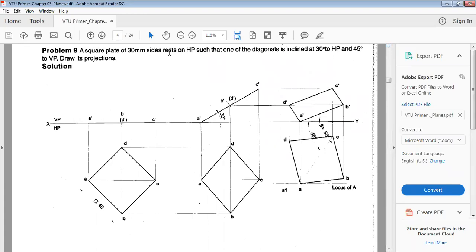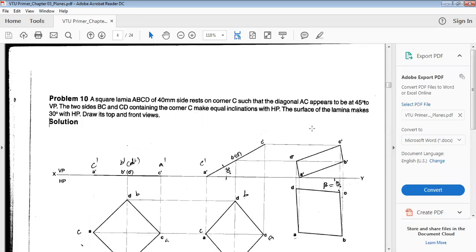A square plate of 30 mm side rests on HP such that one of the diagonals is inclined 30 degrees. For example, if you rest it over a square, as in the previous one, you don't get a diagonal, right? So it is understood that it is resting on a corner, because only if it is resting on a corner will you get the diagonal, right? So this AC is the diagonal. The same diagonal AC is making 30 degrees inclination, and the same diagonal is also considered with respect to VP. So it is a beta angle problem. We'll carry forward the problem taking beta into consideration.